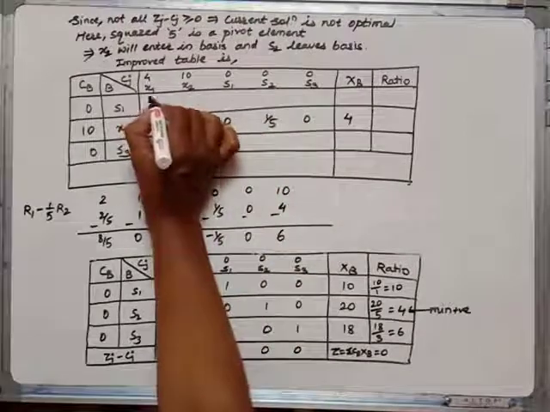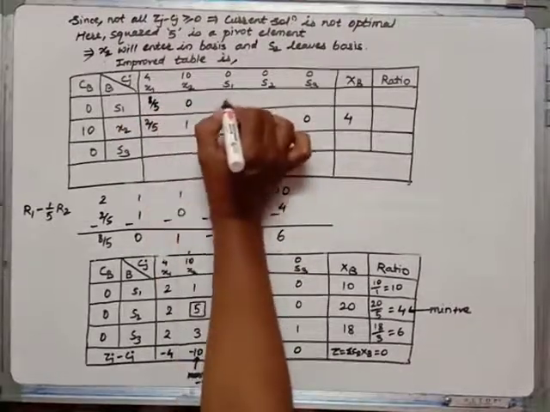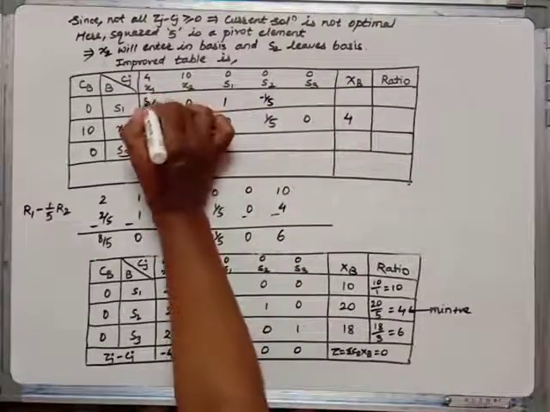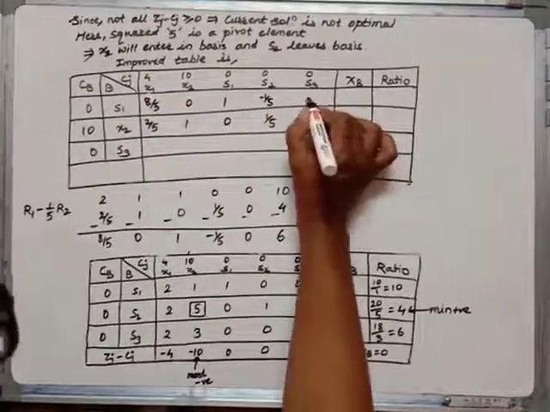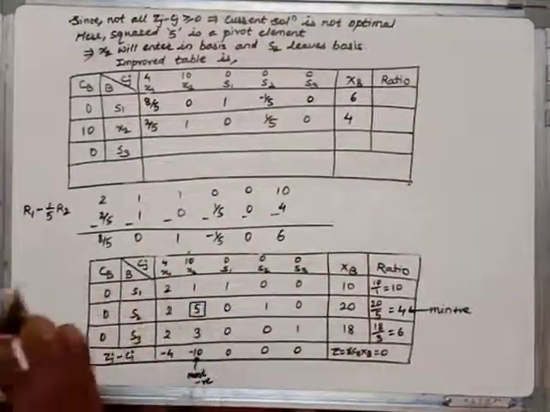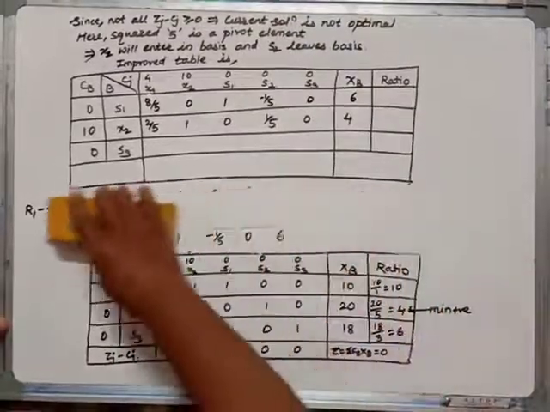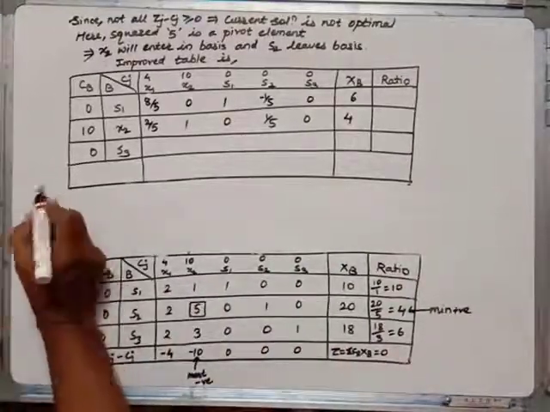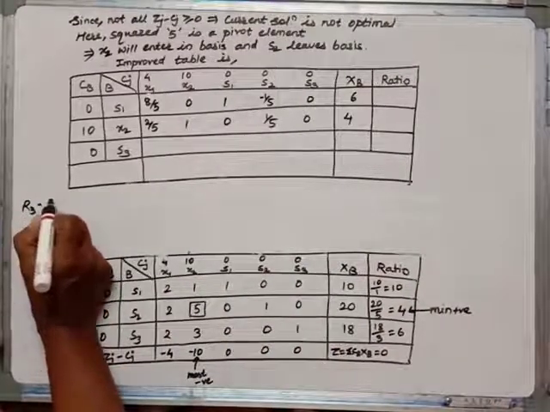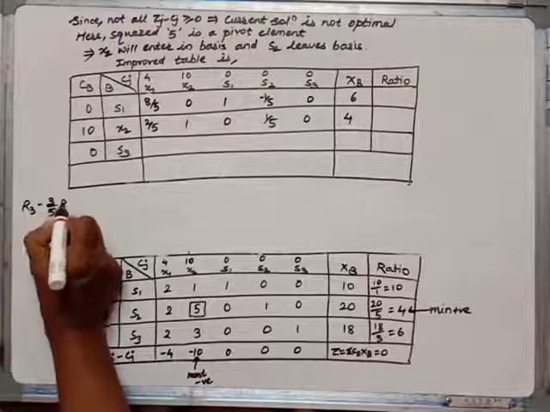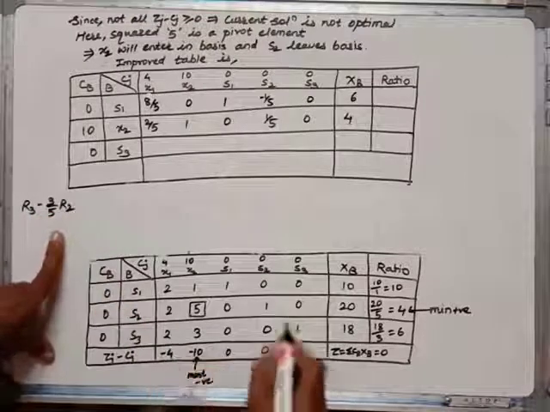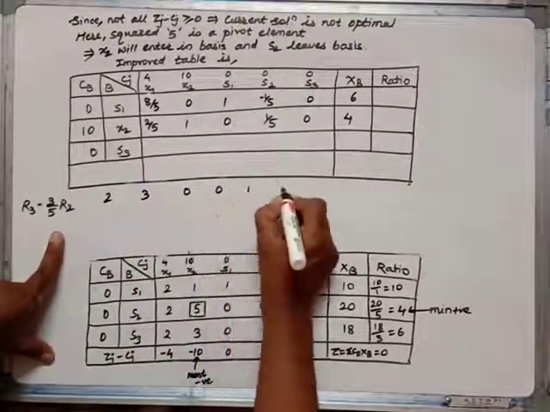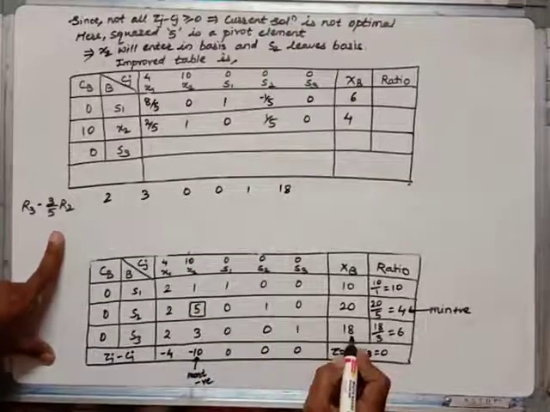So I must write 8 by 5. Okay. 0, 1, minus 1 by 5, 0 and XB is 6. Similarly, let us obtain the third row. For the third row, I must do the calculations as R3 minus 3 by 5 R2. So let me write R3 first. What is that? 2, 3, 0, 0, 1 and 18. We have to write till XB.